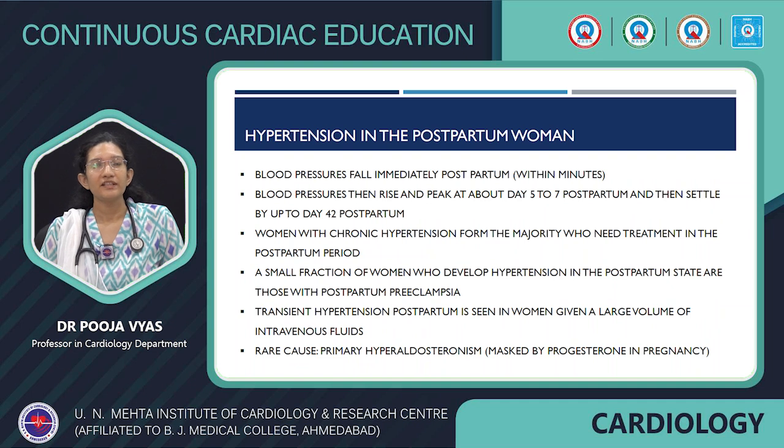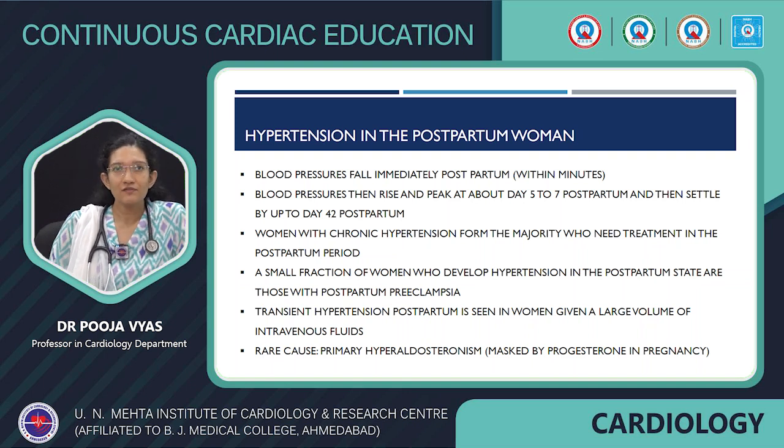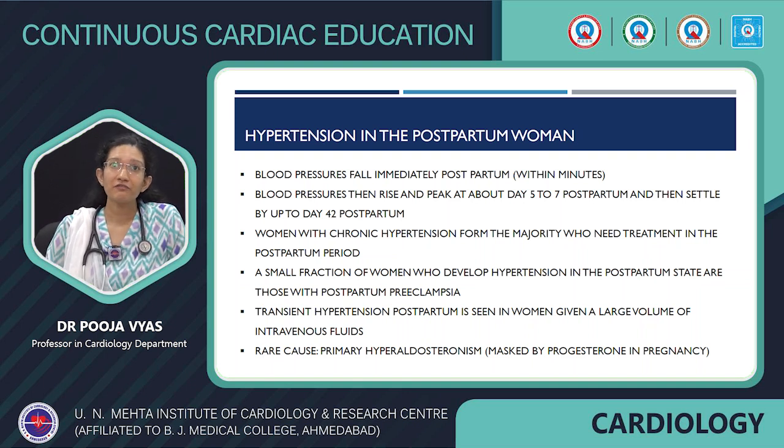Hypertension in postpartum women. Blood pressure usually falls immediately postpartum, within minutes. Then again it starts rising and peaks at about 5 to 7 days postpartum, and then it settles by the 42nd day postpartum. So at 6 weeks postpartum, it usually settles. But when there is higher blood pressure even after 6 weeks postpartum, it is called chronic hypertension.